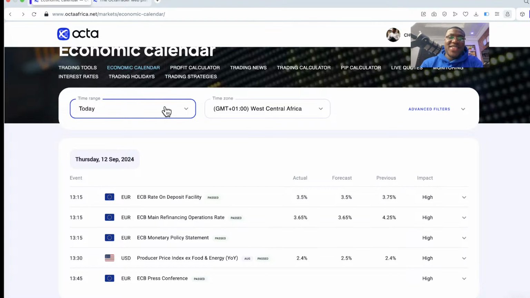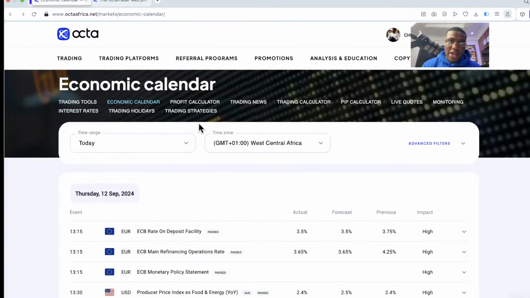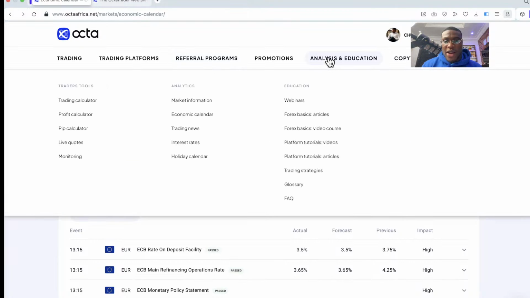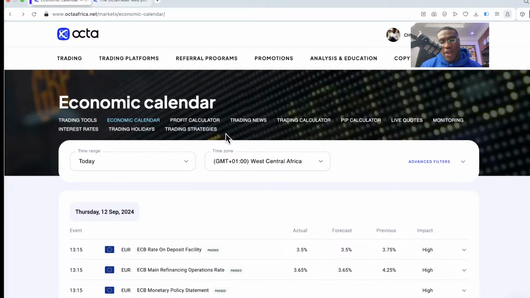Okay. So if you're using the economic calendar for the first time, this is the Octa economic calendar. You can find it if you go to the menu, analysis and education, and you want to come down to analytics, and you see economic calendar down here. Now, if you're new to this, we'll just do a brief setup for you.